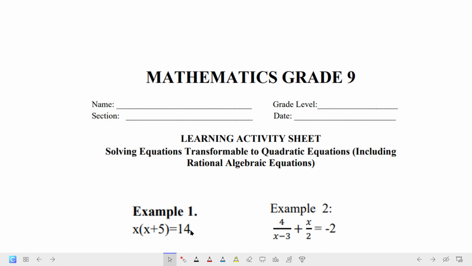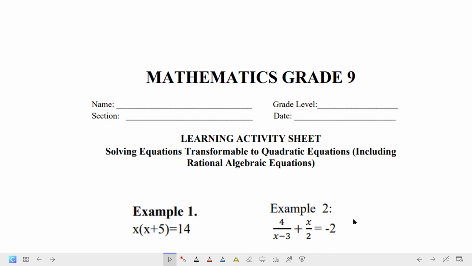Kung mapapansin nyo dito, itong isa is x times the quantity of x plus 5 equals 14. Let us see if this is a quadratic equation and solve for the roots. And the other one, you notice there is a denominator. So this is called a rational algebraic equation because of the presence of an equal sign. During your grade 8, ang tawag natin dito is RAE, rational algebraic expressions noon, dahil ito lang ay expression, walang equal.